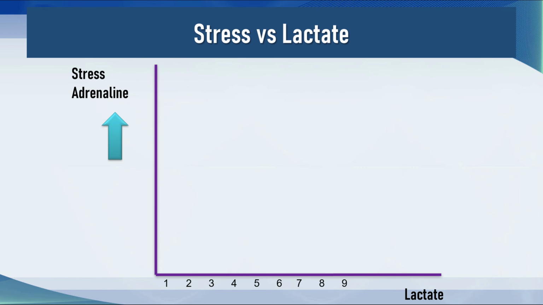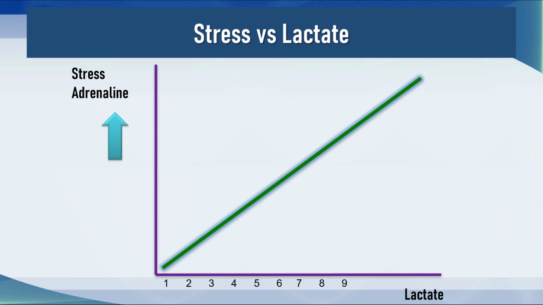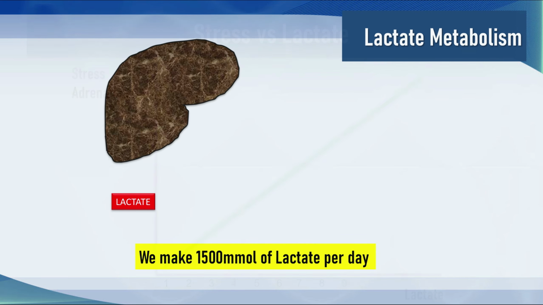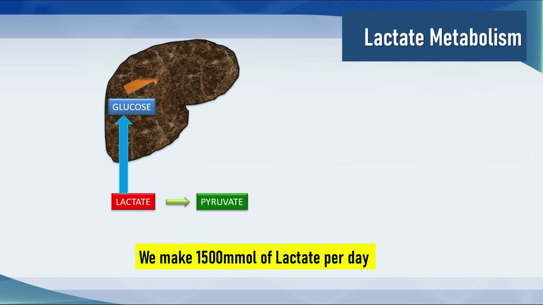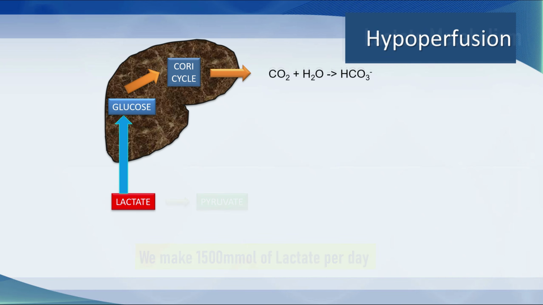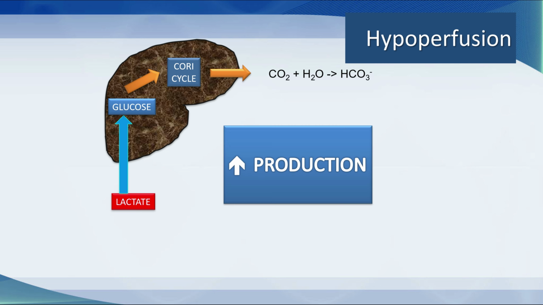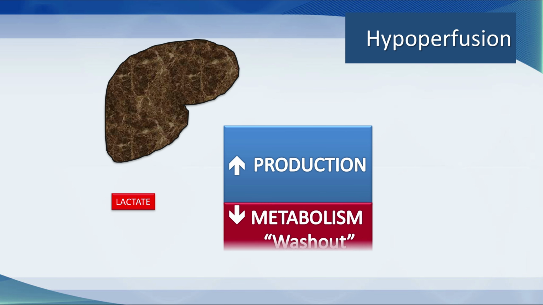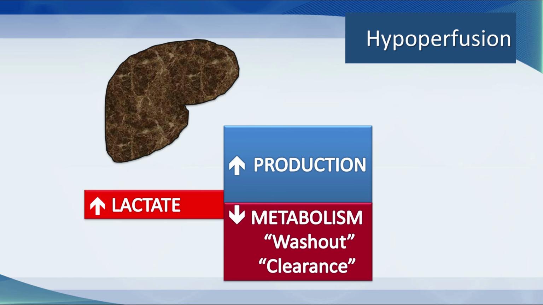So the way I looked at lactate is that the lactate level correlates with the level of stress and hyperadrenergic activity. Now we make a lot of lactate per day. We make 1.5 moles of lactate per day, and most of that is converted to pyruvate, or it's converted back to glucose by the Cori cycle and then broken down to carbon dioxide and water eventually. In states of hypoperfusion, there is increased production of lactate and there is reduced metabolism. So there is reduced washout or clearance.